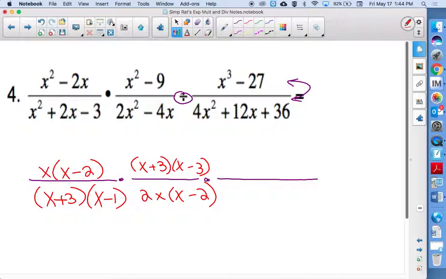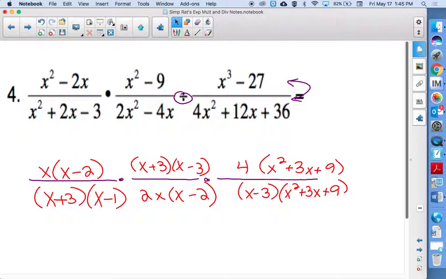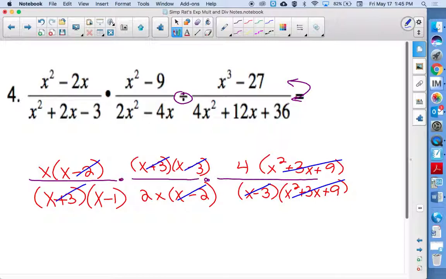Kate, how would the x cubed minus 27 factor? It's x minus 3 times x squared plus 3x plus 9. And then the 4x squared plus 12x plus 36. I factored a 4 first, and then I got x squared plus 3x plus 9. That's the square of the x. Good. So cancel away. Those both cancel. We have the x minus 3 cancels, and x minus 2, just working my way over, x plus 3.